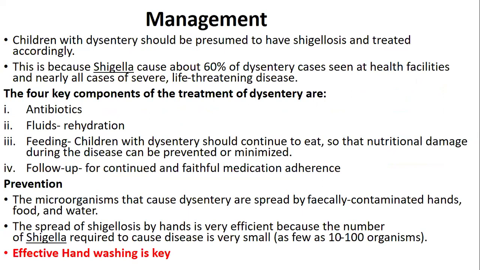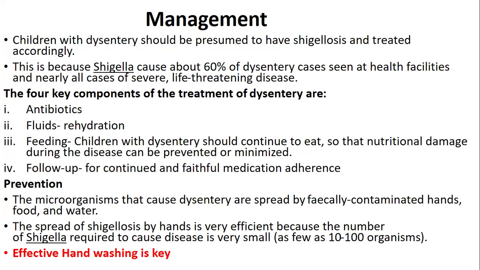Therefore, there are 4 key components of treatment for dysentery. Number 1, antibiotics should be administered and taken accordingly. Fluids should also be administered in a bid to rehydrate the individual. Feeding is very important because it minimizes the worsening, or the severity of the effects, of this condition on the patient. Follow-up is very important so that medication and all the other 3 are done accordingly.